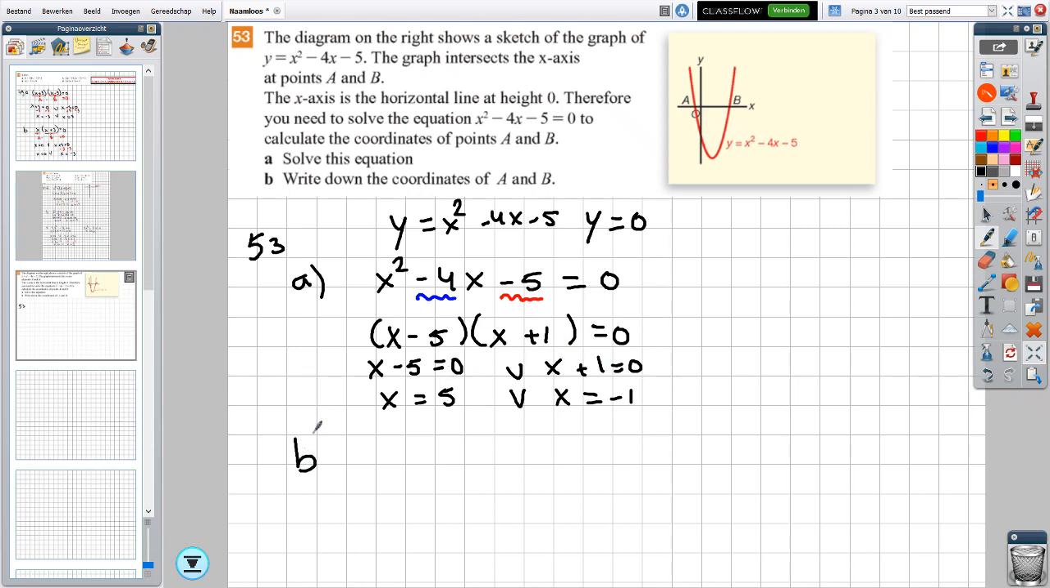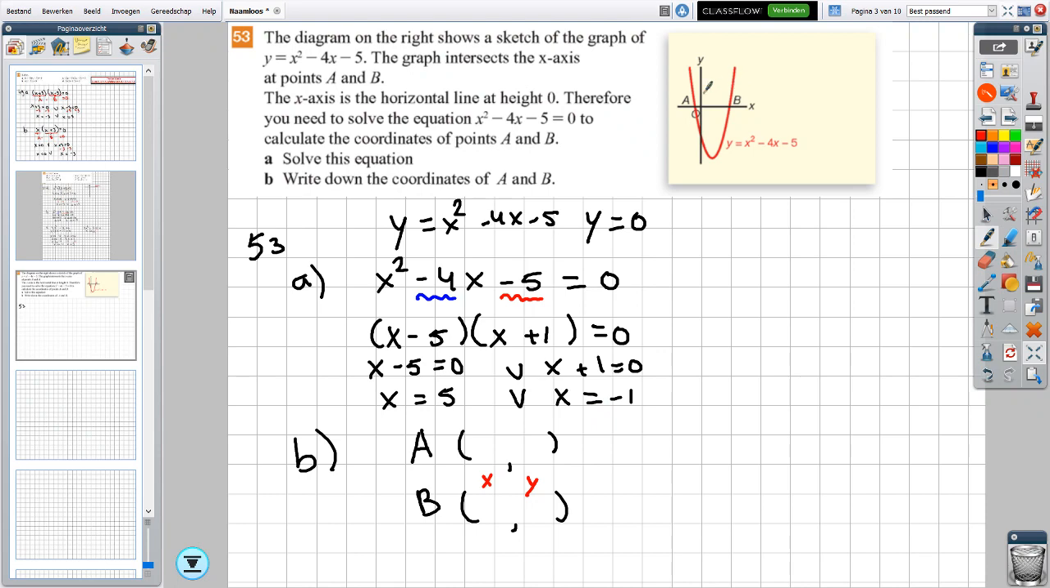Then at B, they say, well, write down the coordinates of A and B. And you can do this the quick way, or you can do this the long and a bit more difficult way. Remember that if I want to now write A and B as coordinates, I do something like this, right? And then this first thing is going to be my x coordinate, and this second thing is going to be my y coordinate. I found two values for x already. X is 5 or x is minus 1.